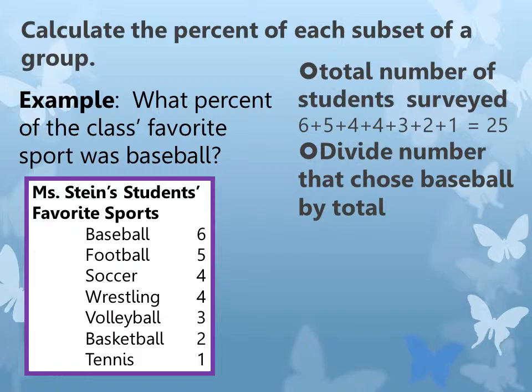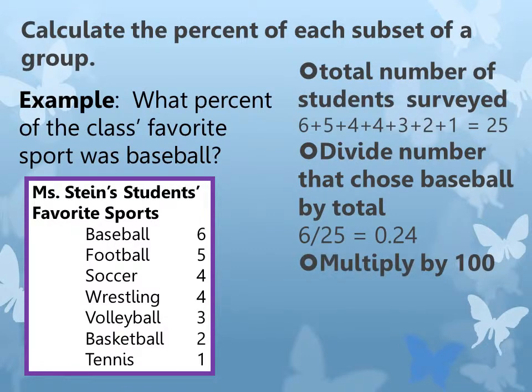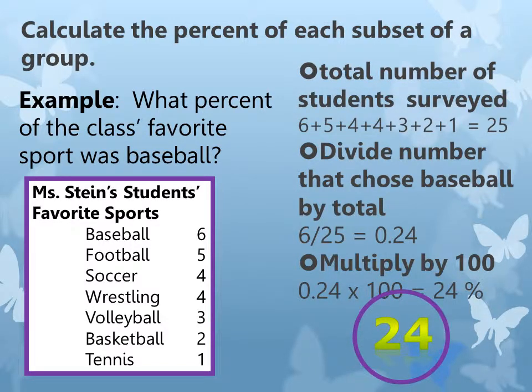Then you're going to divide that number that chose baseball by the total. So 6 chose baseball, so 6 divided by 25, and that decimal is 0.24. Then you're going to multiply by 100, so we can get a percent. So we have 0.24 times 100, and that's 24. So our answer is 24%. And that's how you would calculate the percent of students that like baseball as their favorite sport. Okay, so this is the most complicated one, and that's why we only have a couple things here.